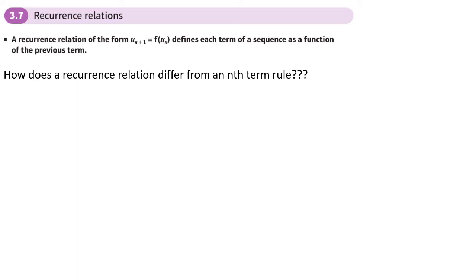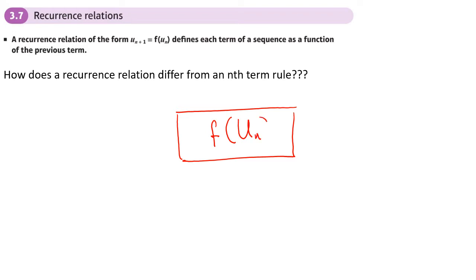This is the seventh and last section in the sequences and series chapter, and this is about recurrence relations. Now, a recurrence relation is a bit like something that we call iteration, where we have some sort of rule. So let's say we've got a function, a function of a term. We do something to a term, and then you've got some sort of starting value.